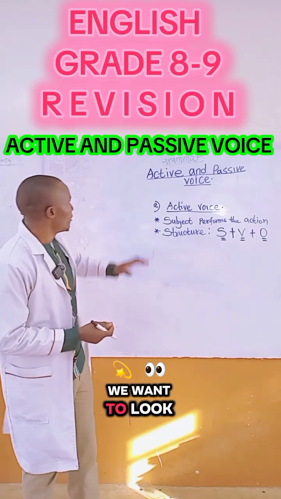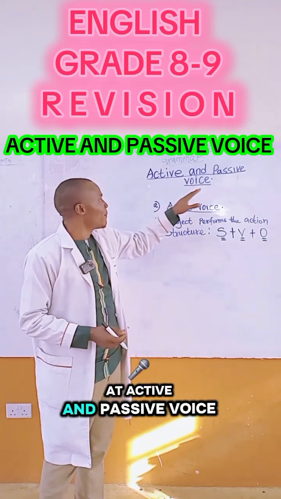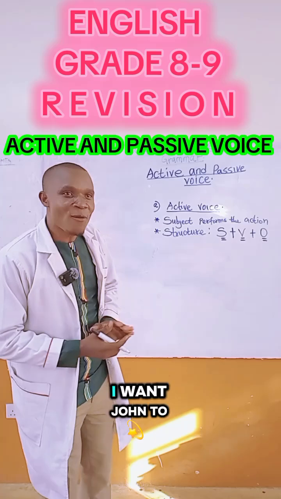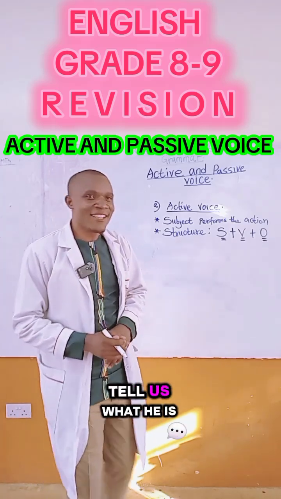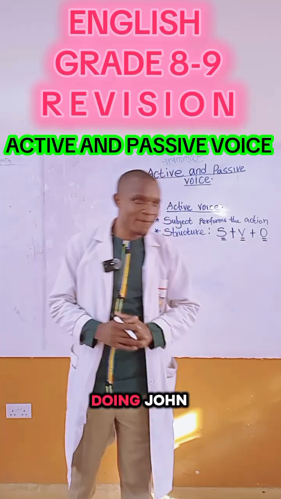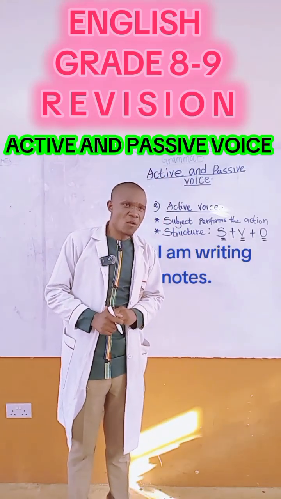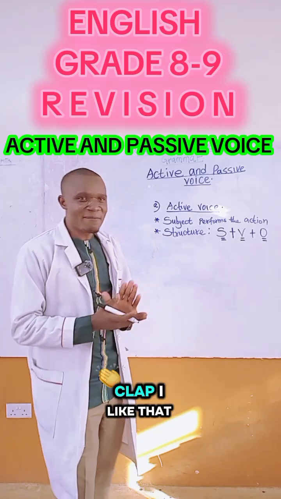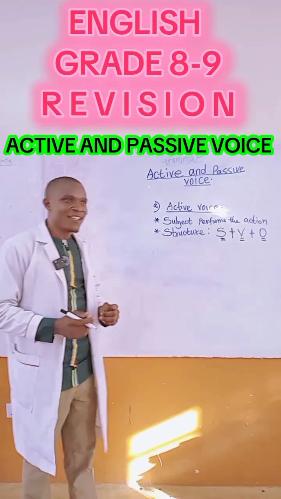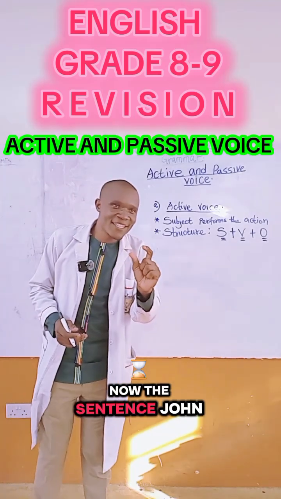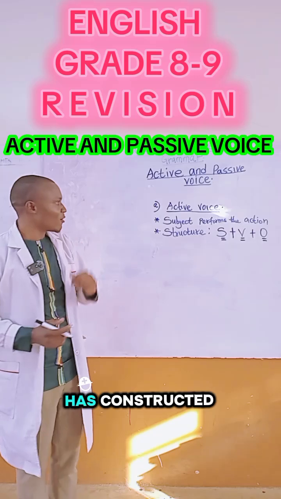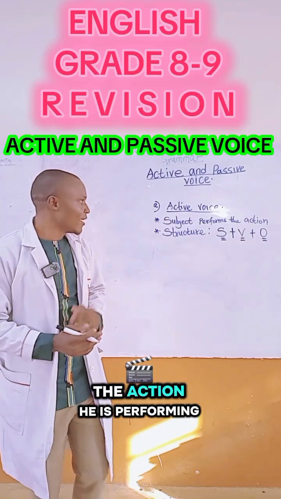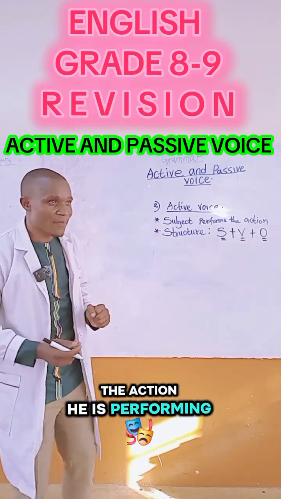We want to look at active and passive voice. And first of all, I want John to tell us what he is doing. John? I am writing notes. Oh, you are writing notes. Let's give John a clap. I like that. Now, the sentence John has constructed, he has told us the action he is performing.